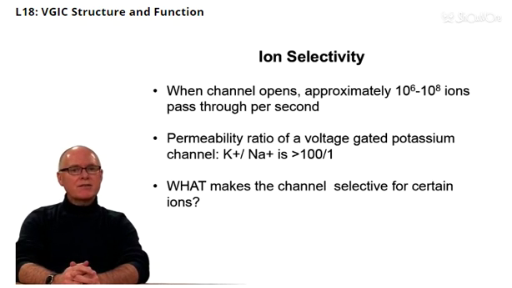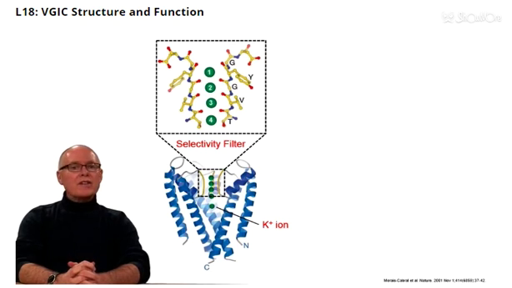What makes them selective for one ion species over another? The selectivity filter. Within the pore region of the voltage-gated ion channel sequence, there's a series of amino acids that, based on size and charge, increases or decreases the probability of a particular ion species to move through the channel. This region of the pore is called the selectivity filter, and in the voltage-gated potassium channel, this region is comprised largely of tyrosine and glycine residues.